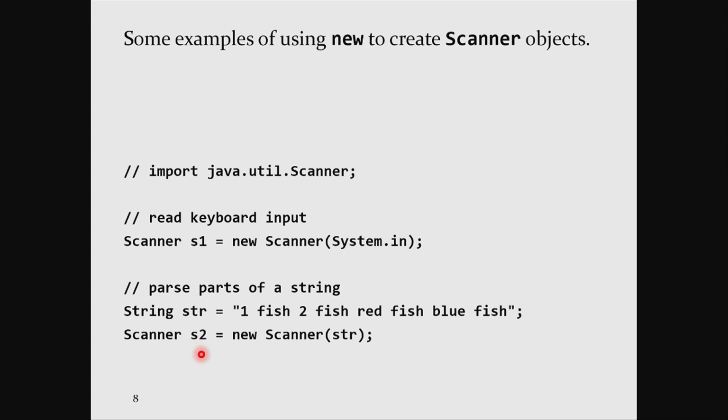I can make a Scanner S2 that, instead of being connected to a keyboard, I can connect to a string. So I can connect the Scanner to the string "one fish, two fish, red fish, blue fish." And then you can use the Scanner to separate that string into its individual parts. For example, you're able to use the Scanner to get the 1, the first fish, the 2, the second fish, the red, the third fish, and so on. So the Scanner class has methods that let you extract parts of the string. You can imagine that could be very useful.